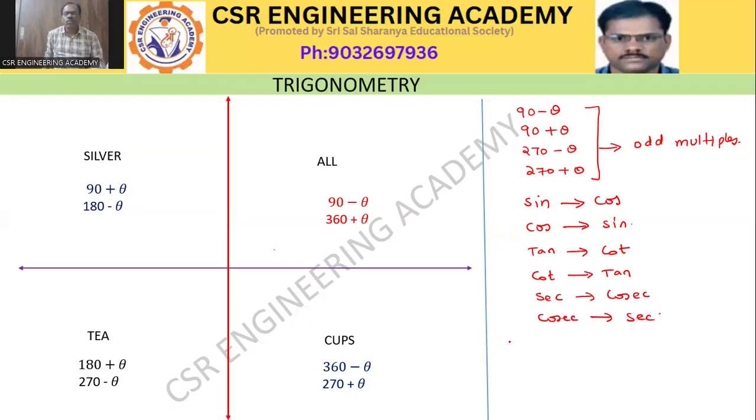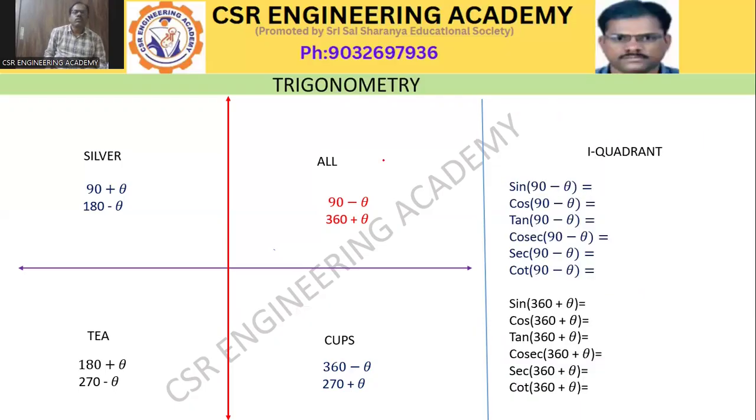Next, 180 minus theta, 180 plus theta, 360 plus theta, 360 minus theta are even multiples. For even multiples, there is no change in function value. That means sine only, cos, tan, cot, secant, cosecant.